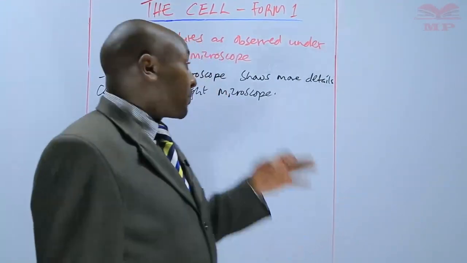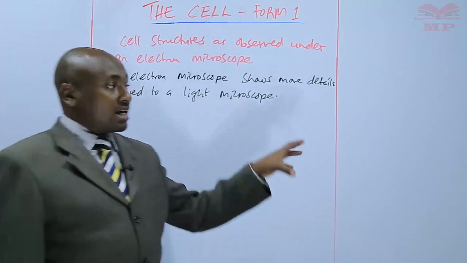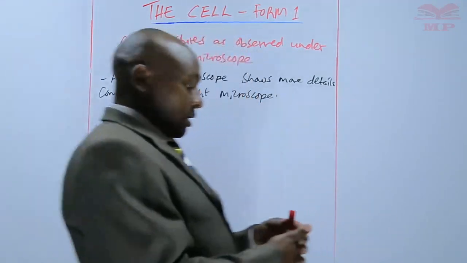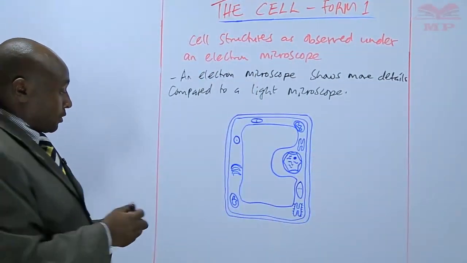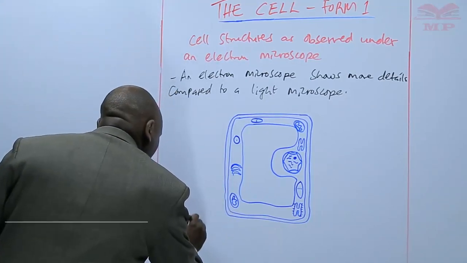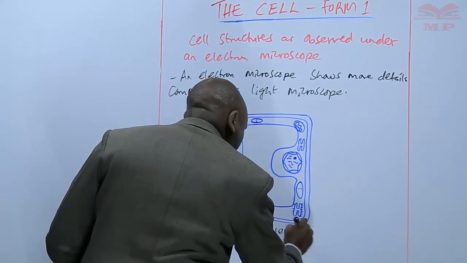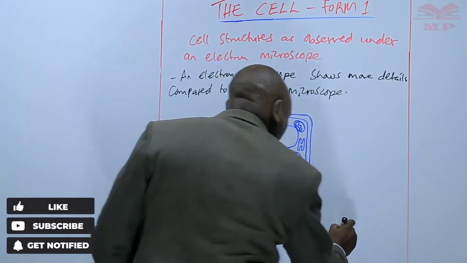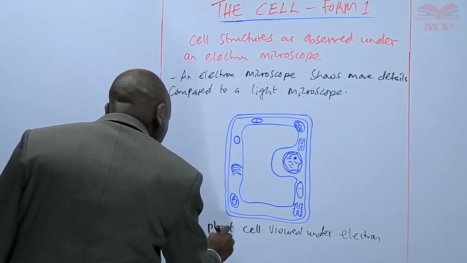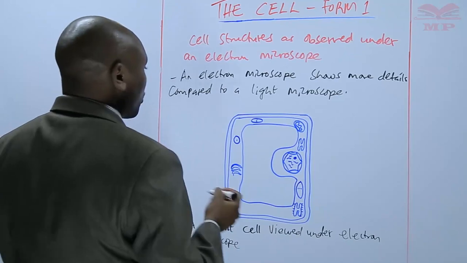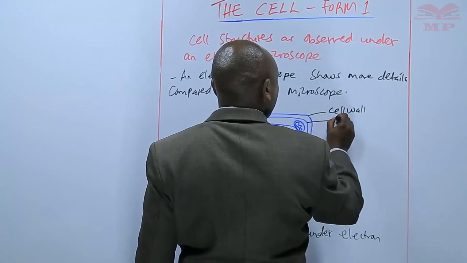So we'll start with a diagram of a plant cell as viewed under an electron microscope, then an animal cell as viewed under electron microscope. So this is a plant cell viewed under electron microscope. As you said, it reveals more details. This is a cell wall, cell membrane.